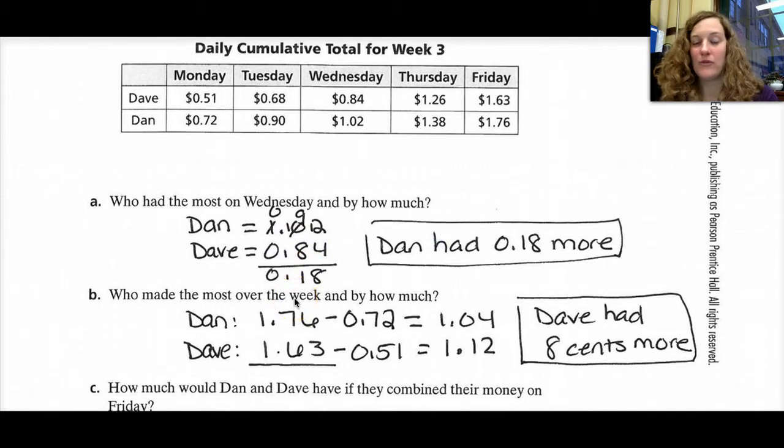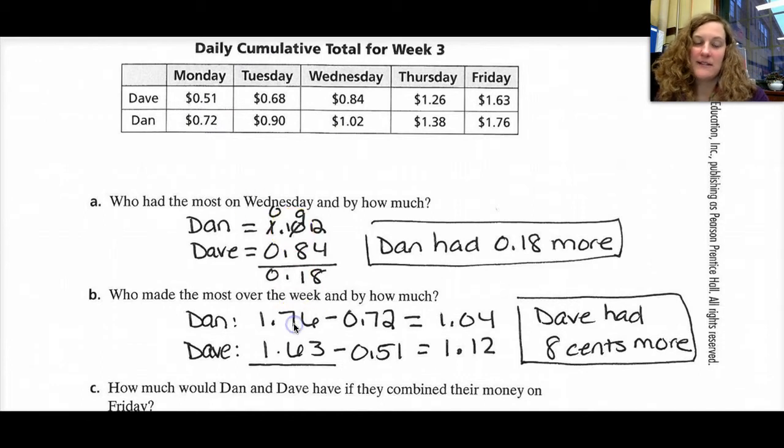Who made the most over the week and how much? This was a little tricky. If you just looked at the final at the week, you'd see that Dan had $1.76 and Dave had $1.63. So you would think it was Dan who had the most. But don't forget, they both started with money on Monday. Dave had 51 cents on Monday and Dan had 72 cents. So you have to subtract out that initial amount.